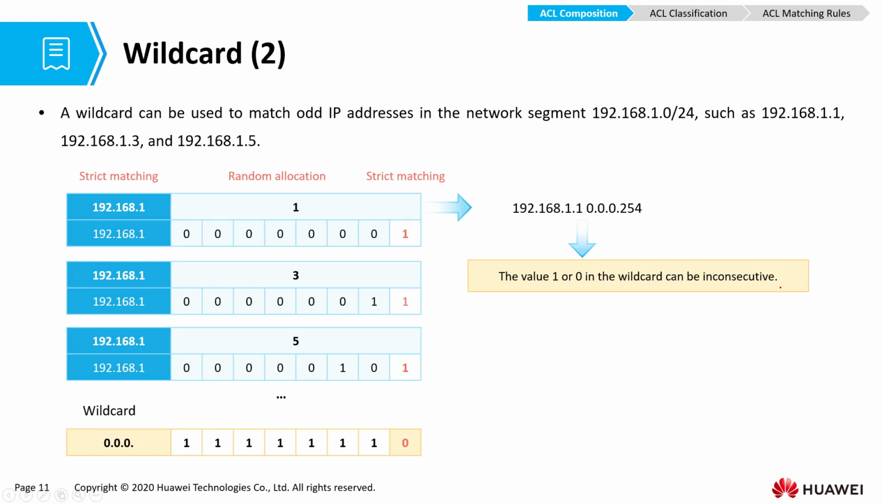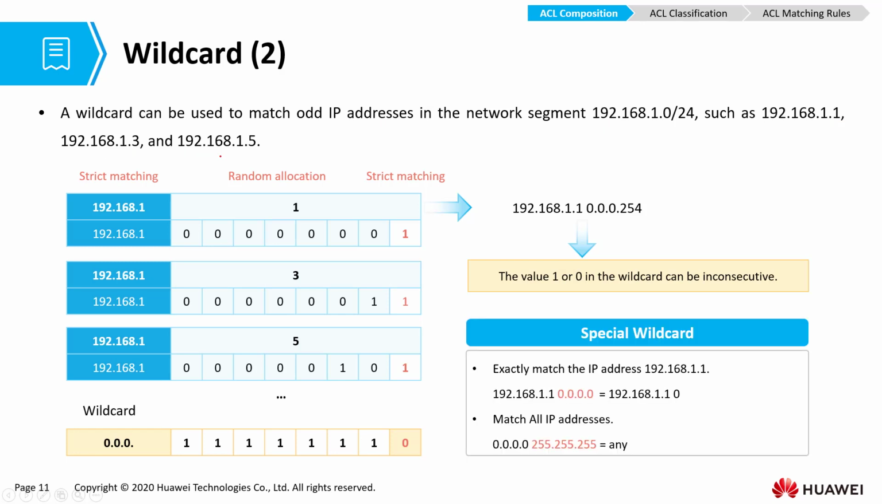But now there is a more interesting idea about the wildcard mask. Can we use it to match odd IP addresses, for example, of this network segment? So the IP addresses such as 1.1, then 1.3, then 1.5, only odd IP addresses. Well, with the wildcard mask, that is possible. Let us first look at the odd IP addresses in particular, in detail, and we see what we've got. So look at this IP address 1.1 right there. This is 1.3 right there. This is 1.5. Look at them.